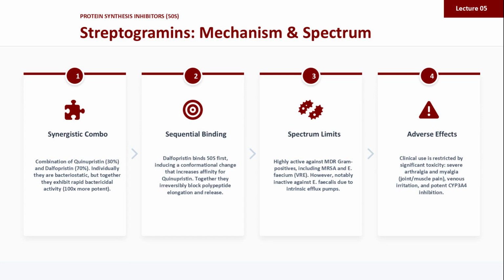Finally, we discuss adverse effects, which limit their use. Patients often experience muscle pain, myalgia, and joint pain, arthralgia. There can also be venous irritation, especially with IV use. Another important point is that they inhibit CYP3A4, so they can cause significant drug interactions. So the key idea is, streptogramins work as a synergistic pair on 50S → sequential binding blocks protein synthesis strongly → mainly used for resistant gram-positive infections like MRSA and VRE, but limited by side effects.